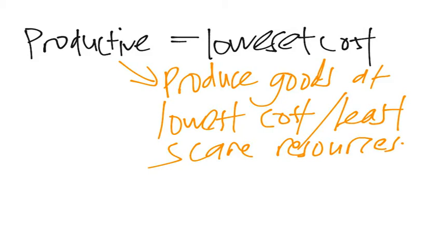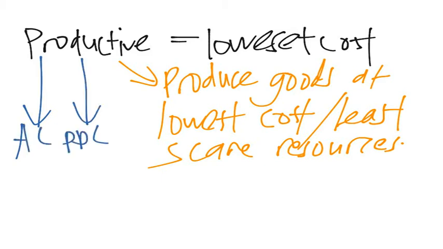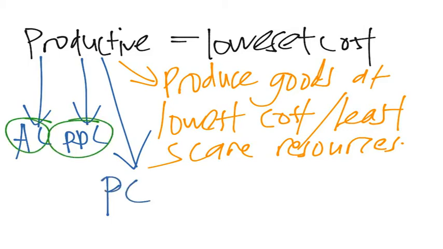We can illustrate productive efficiency in actually three ways. First is using the average cost curve. Second is the PPC curve, and third is in perfect competition. But we'll only be looking at the average cost and PPC curve, because perfect competition is actually a derivation of the average cost curve. So first of all, the average cost curve.